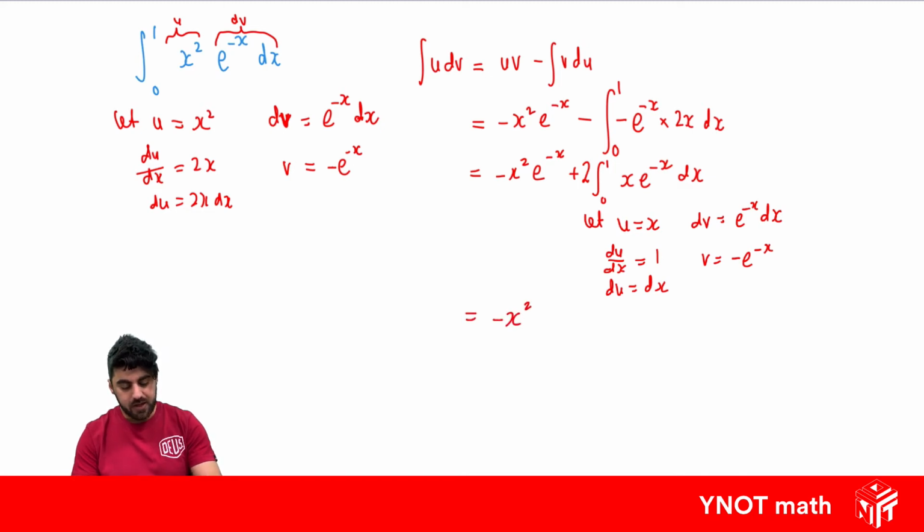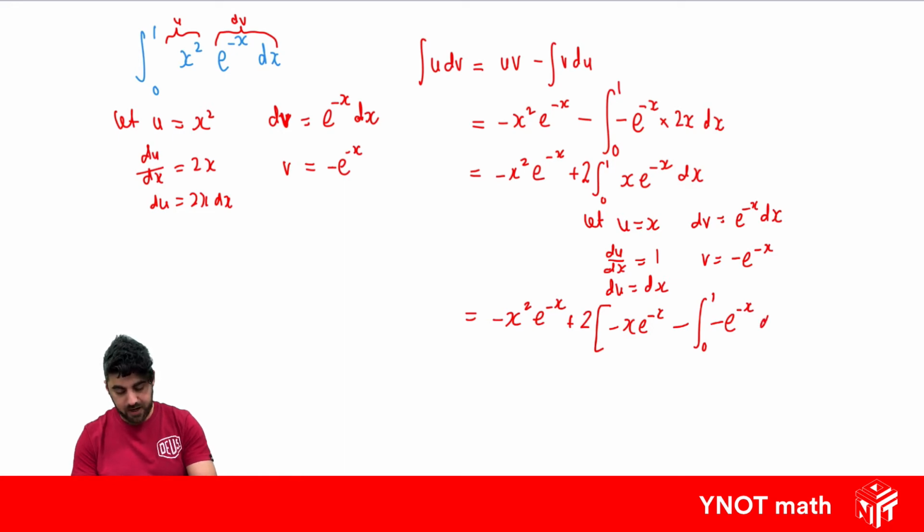So we get minus x squared e to the minus x, so we still can't forget about that part, plus 2 times, now the integral here, we're going to get u times v, so we're going to get minus x e to the minus x, minus the integral from 0 to 1 of v du, which is just going to be minus e to the minus x times dx.